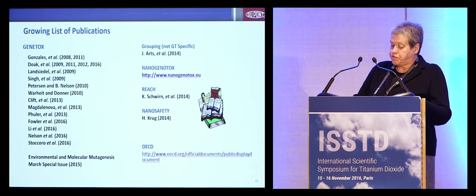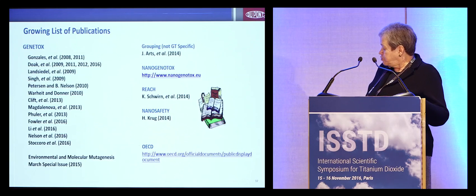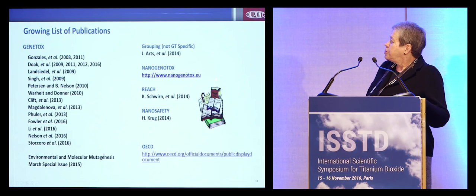And there is a growing list of publications. What's kind of interesting here is if you can see, in the beginning we get up to 2010 and there's a stop. And then in 2013 papers start to come out again, in 2016 even more, and it could go on and on. There are special issues, and here are papers on the grouping of nanomaterials. There's the NanoGenotox project. There was an article on REACH nanosafety by Harald Krug. And there is, of course, the OECD link.